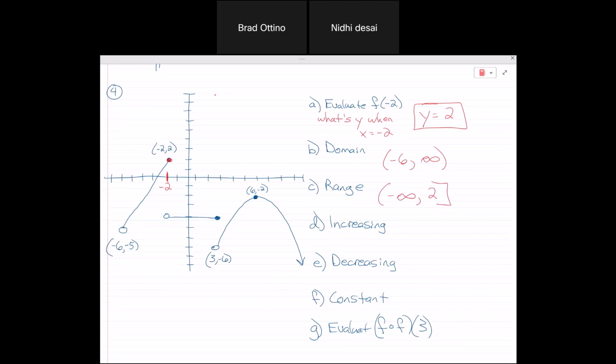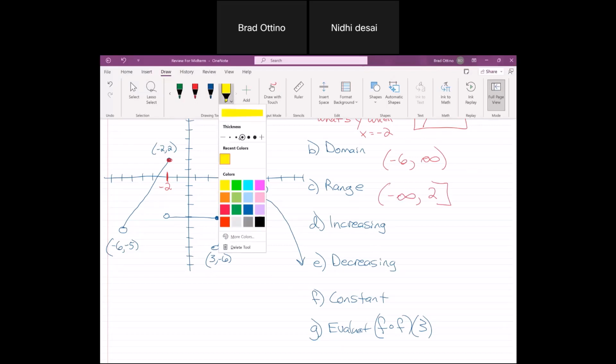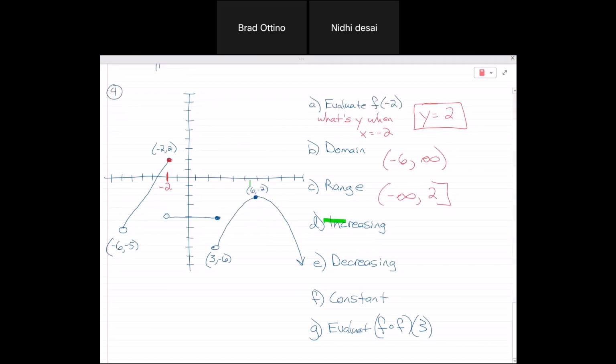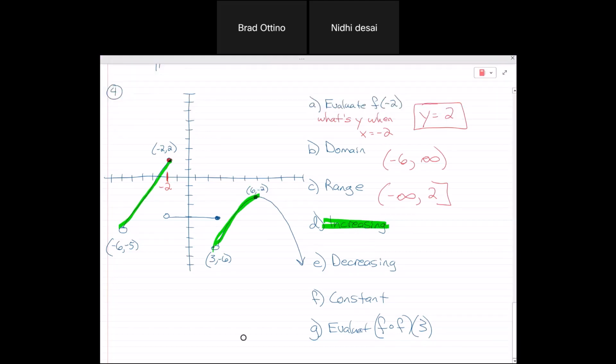When is the graph increasing? Well, that means going up from left to right. So it looks like from here to here, the graph's going up, and from here to here, the graph's going up. So those are just domain values. So we're just going to write, and they're always in parentheses too. So we're going to put from -6 to -2, and then from 3 to 6.